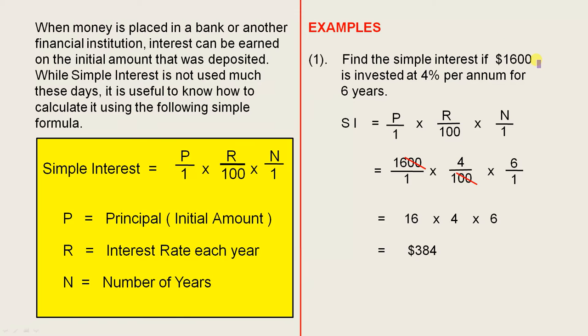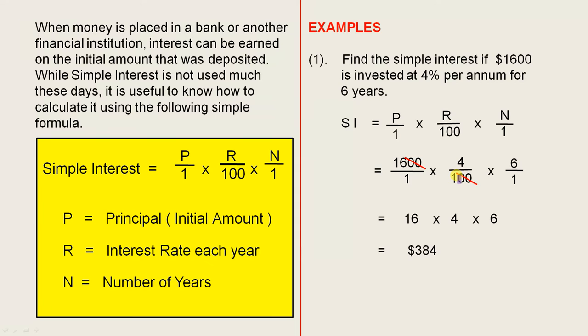Find the simple interest if $1,600 is invested at 4% per annum for 6 years. So the simple interest is the formula that we wrote earlier. Now the amount that's invested, which is the principal, is 1,600. So it's 1,600 over 1 by 4 over 100, because 4% is the interest rate. 6 over 1, because 6 is the number of years.